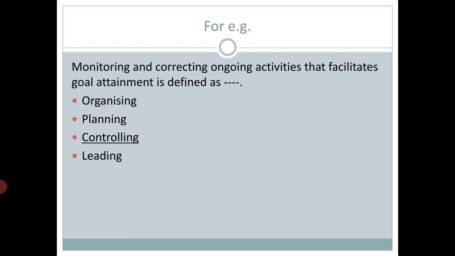In controlling, what is done? Yes, monitoring and correcting, these two things are done on the ongoing activities. Ongoing activities means activities which are conducted in our organization or the business. If we are not clear with what is organizing, what is planning, controlling and leading, surely we might be confused.